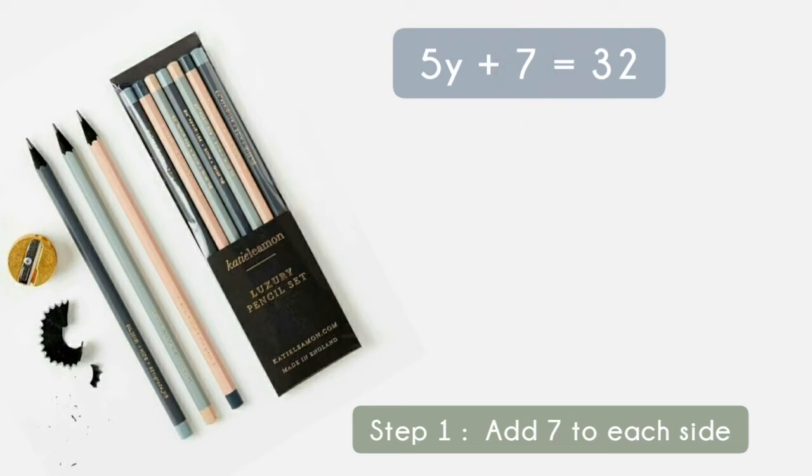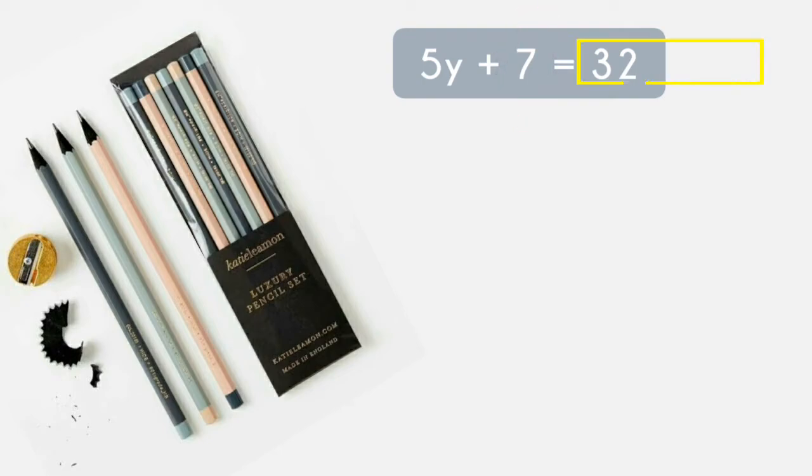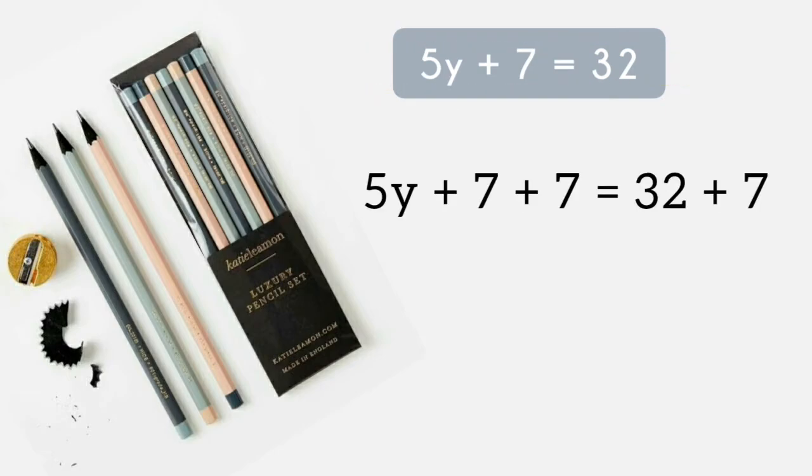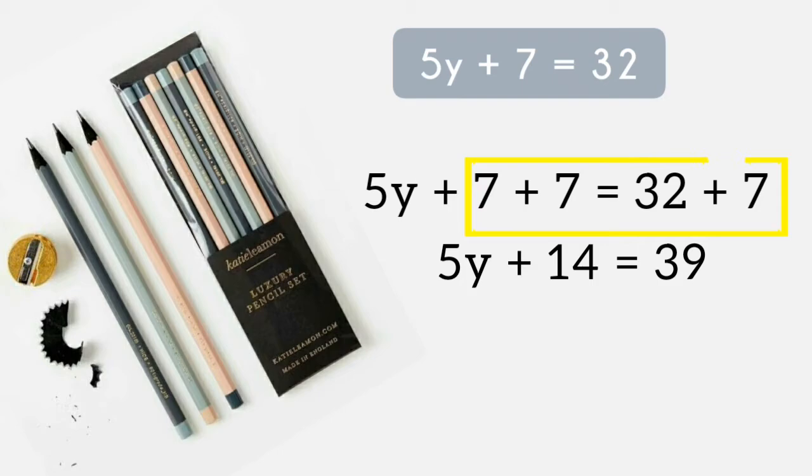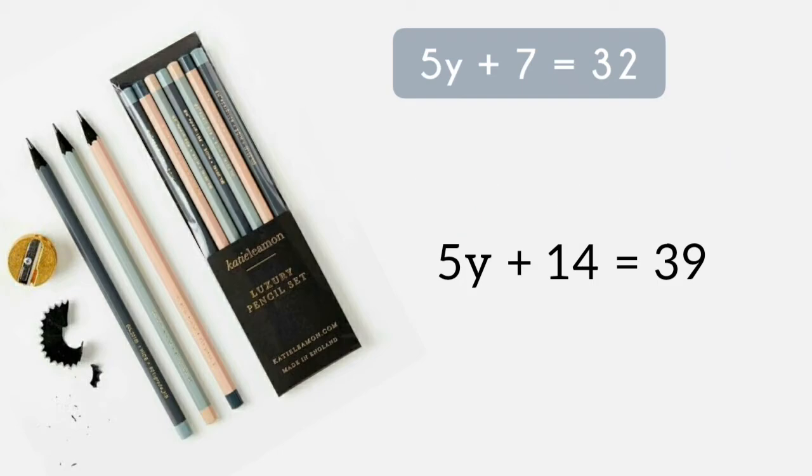You have to know which is the right side and which is the left side. This is the right side and this is the left side. In this expression we add a 7. We simply put the 7 on both sides. Then next we add the numerical statement without touching the number with the variable. 7 plus 7 is 14 and 32 plus 7 is 39.